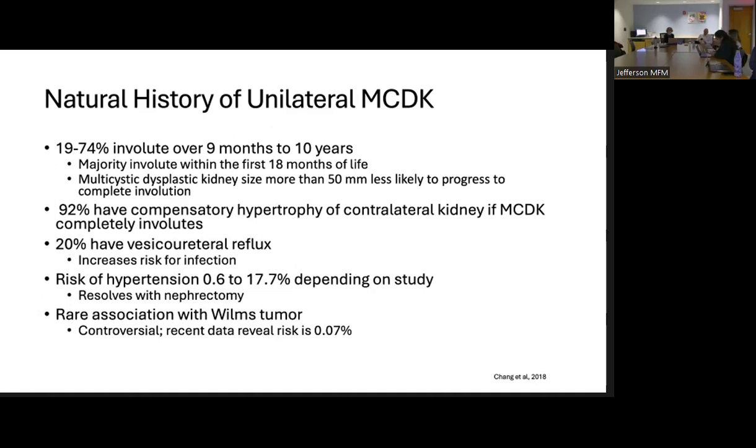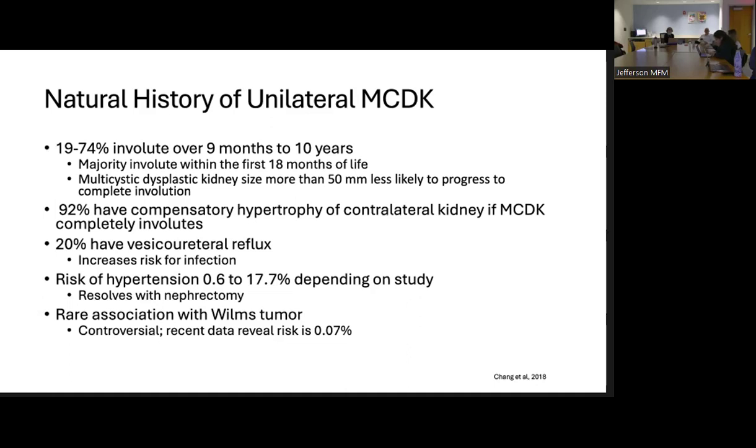may partially involute. Like we mentioned earlier, a large majority of them have compensatory hypertrophy of the contralateral kidney, which is good for prognosis, so 92%. 20% have reflux, which increases the risk for infection. We'll talk about it later, but it's something that's monitored.